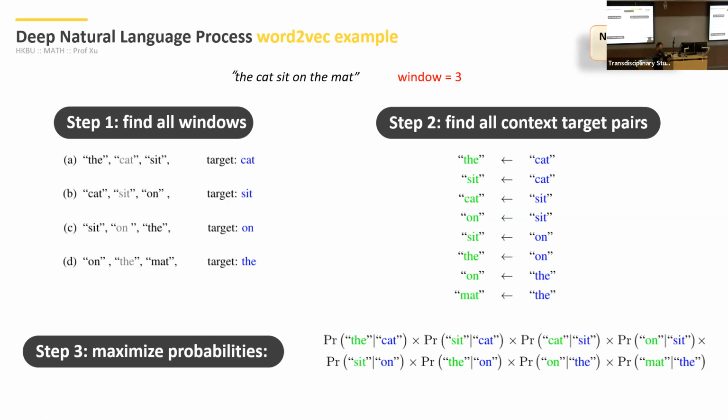But there's a couple of things I would like you to take note of. Every word has the opportunity of becoming a target as well as becoming a context. It can be the context of other target words, or it can be a target word by itself. So just be mindful of that. If the context and the target pair appear a lot, then the probability will be higher. Questions about that?